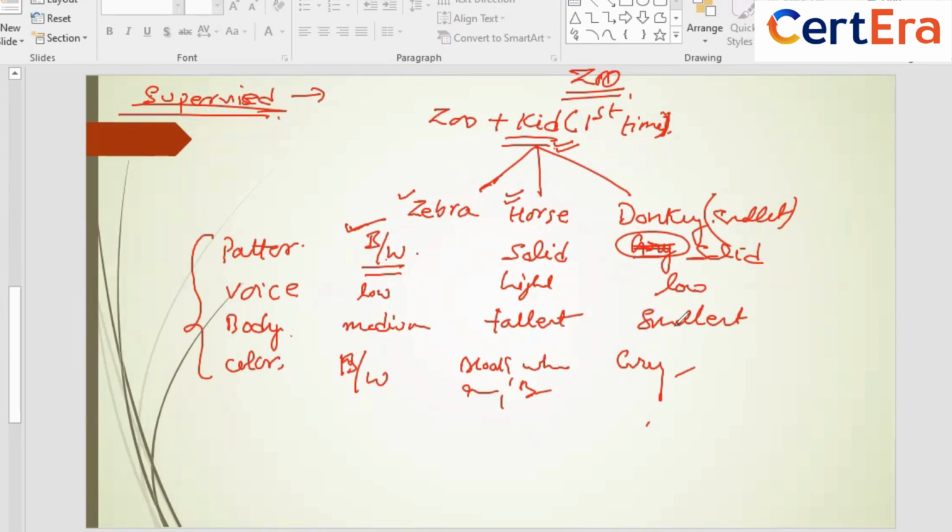The voice of the donkey may not be low, I have never heard the voice of a donkey, so I'm just assuming. So when we have data which is already labeled, that comes under the supervised part. Supervised machine learning, clear, everyone?